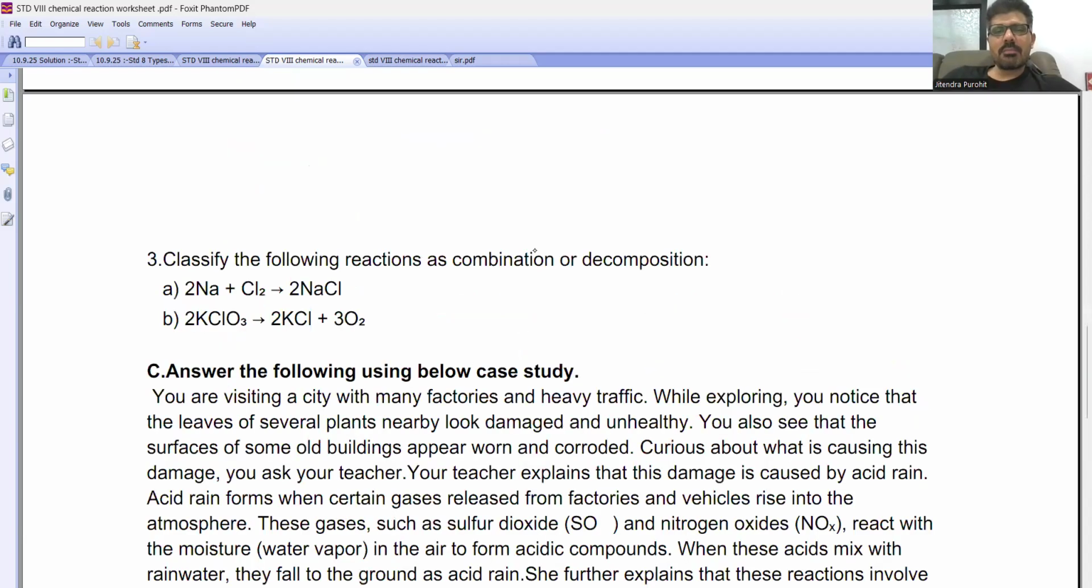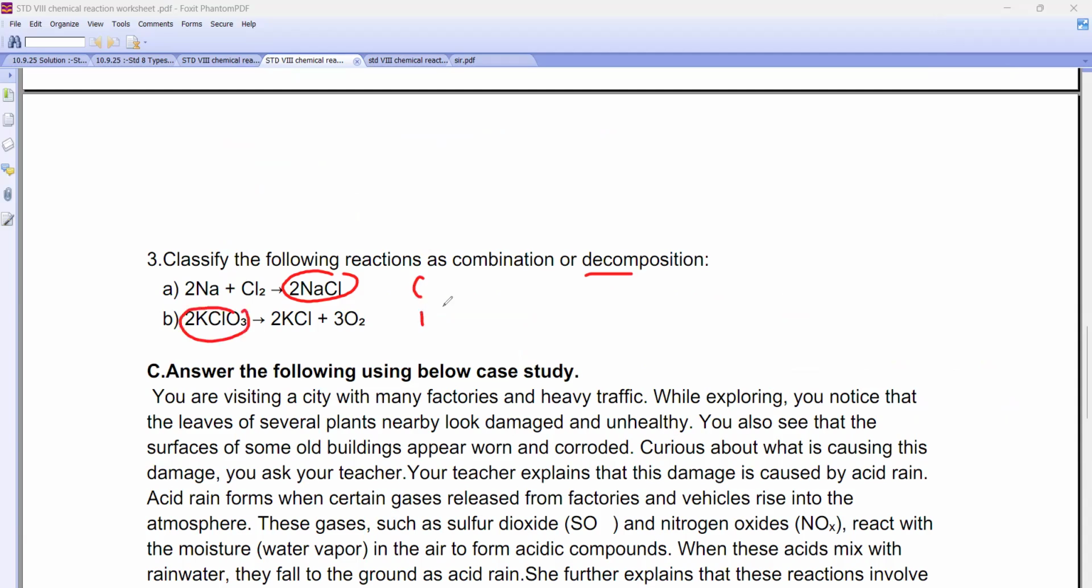Classify the reaction as combination or decomposition. Now tell me beta, what is this? Only one product is formed, so what will it be? Combination reaction. Second one is decomposition. Combination, and this one gives many products from one, so it is decomposition. Chalo beta, now we are going to go for this.